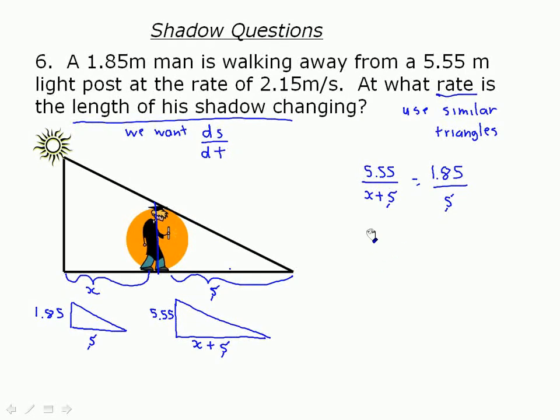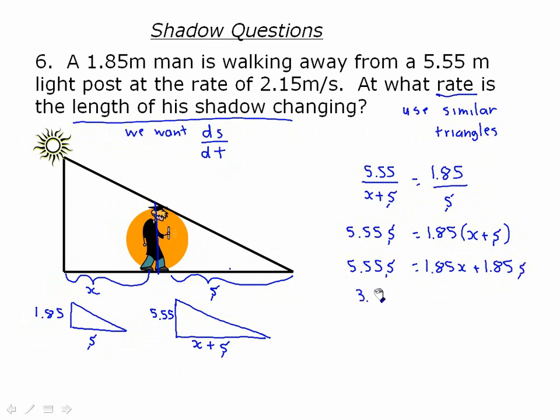And if we multiply out these two fractions, this proportion, we'll get 5.55 s is equal to 1.85 multiplied by x plus s. And then we distribute that 1.85 in, so 5.55 s is equal to 1.85 x plus 1.85 s. And bring the s's together. If you do so, subtract them over to, say, the left side, 5.55 minus 1.85 will give you 3.7. So 3.7 s is equal to 1.85x.